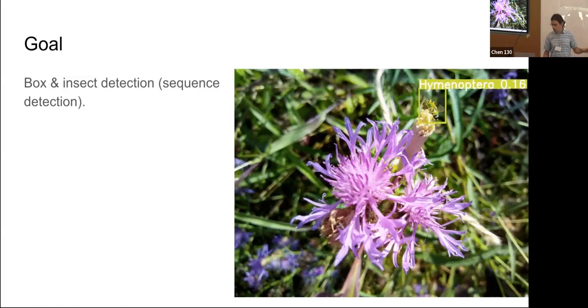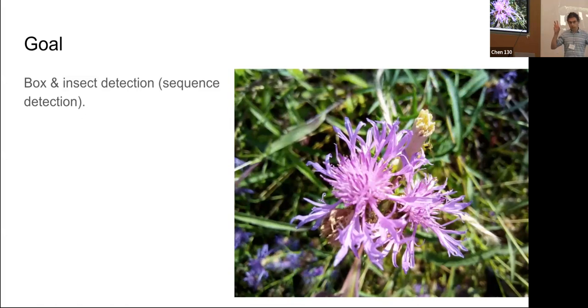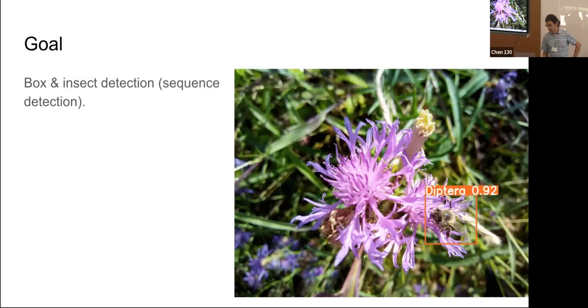And I tried YOLO on this. What you see here is a YOLO trained on some, let's call them internet images from iNaturalist, and then tested completely on this unseen data. And sometimes it gets it right, but sometimes it's completely wrong. It gets the insect most of the times, but the wrong label. So I'm also interested in the classification.